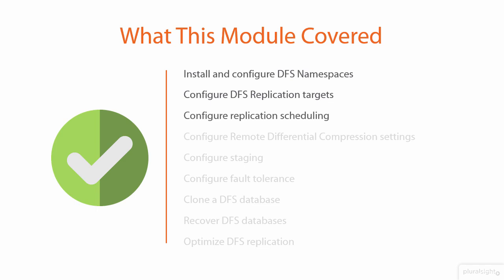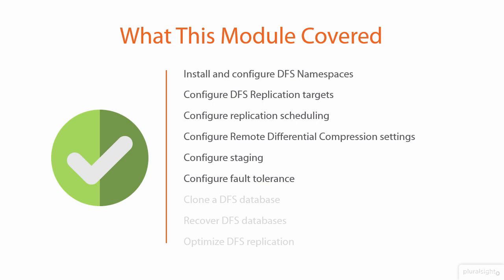We did some tuning of the replication scheduling, talked a bit about remote differential compression settings, and also talked about that staging folder and how the configuration of that staging folder can impact the transfer of very large files. From there, we switched back to DFSN to talk about how, with a then replicated environment across multiple servers, potentially across multiple sites, it becomes possible to use DFSN to create a fault-tolerant configuration for users to access their data.